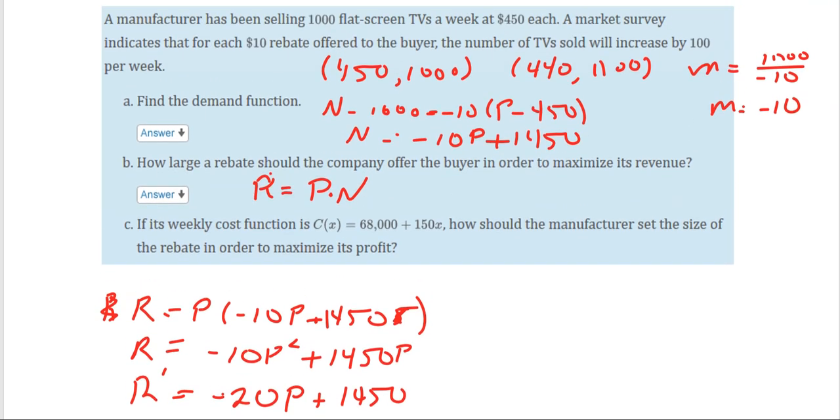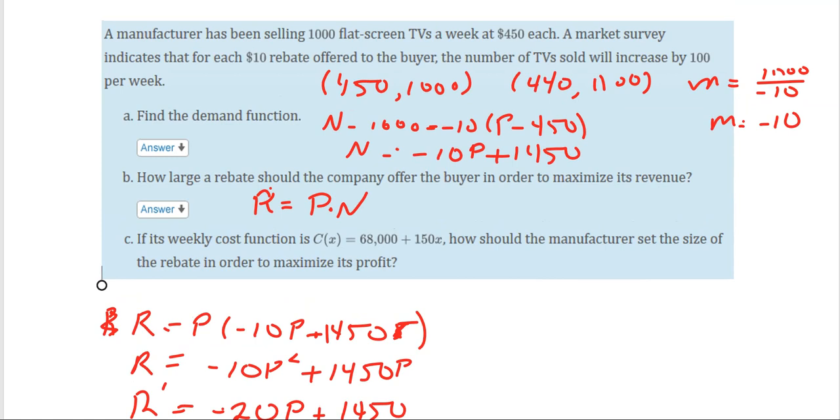So our demand function, we had 1,000 flat screens at $450 each. A $10 rebate sets the price at $440, and the number of TVs sold will increase by 100, to 1,100. And so if the demand function is linear, then n minus 1,000 is negative 10 times p minus the 450. Okay. Oh, shoot. See, that price just looked really low. What's 10 times 450? How about 4,500? Okay, so right there, I screwed it up.